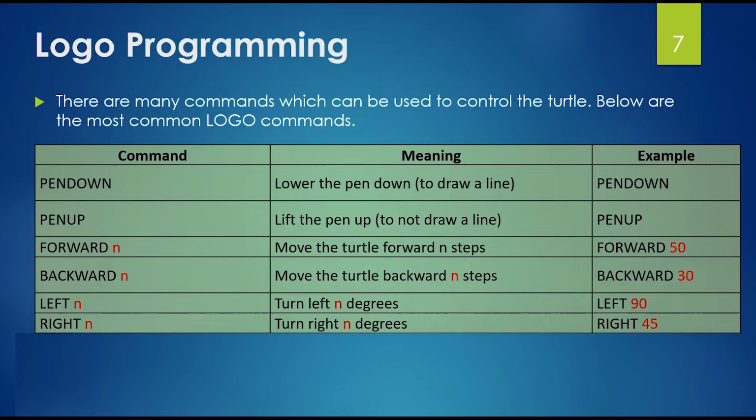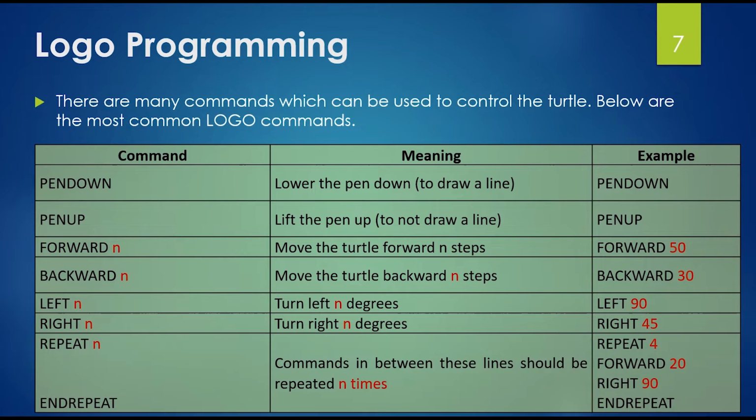Right n. So it will turn right a number of degrees. For example, it will turn to the right 45 degrees, as you can see in the example here. Then the last one that you are going to see is repeat. So this command in between these lines should be repeated n times.